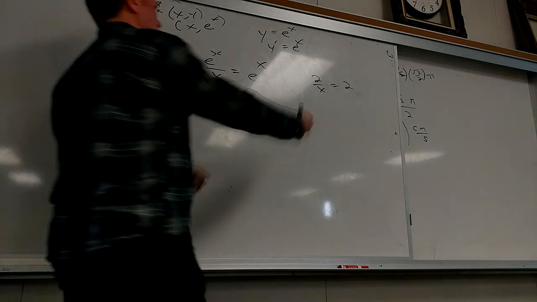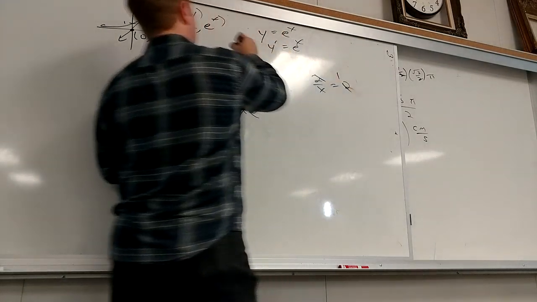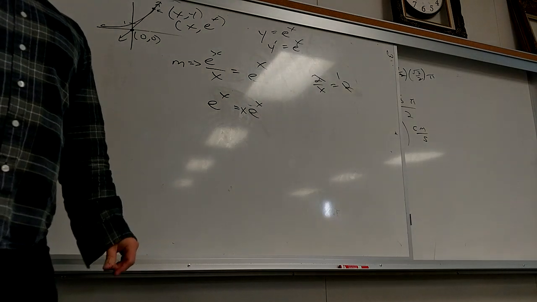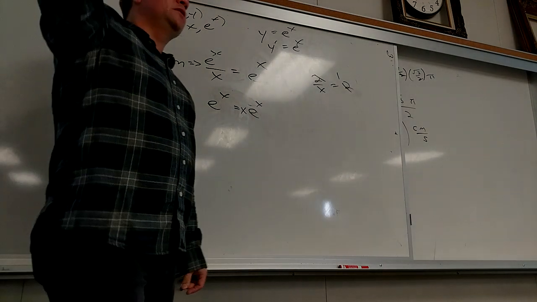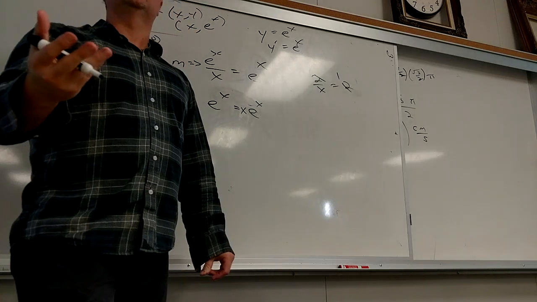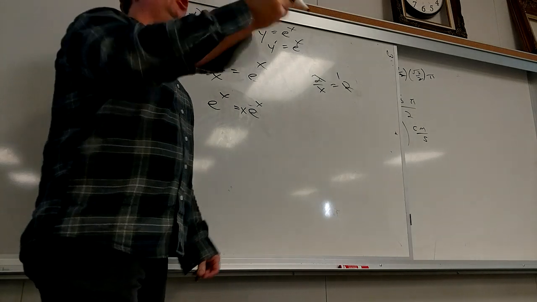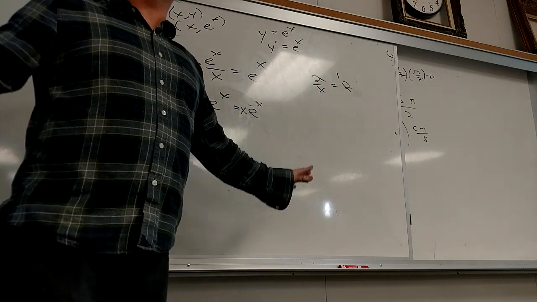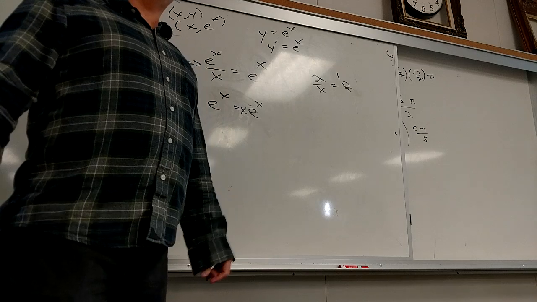Now, to be honest, what I would do is just kill the 2's. I would kill the e to the x's. Why am I allowed to divide by e to the x? Because it never equals 0. What can't you divide by? You can't divide by anything that could be 0. Well, e to the x can't be 0, so I can divide by it. I can kill it. I don't lose any answers.